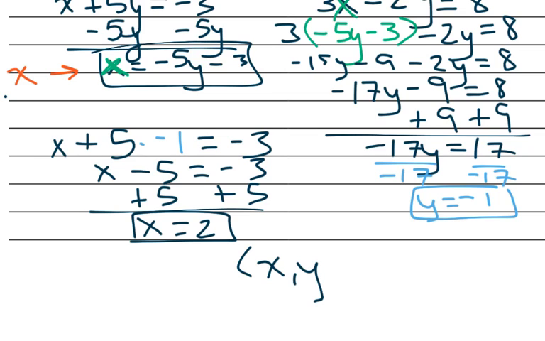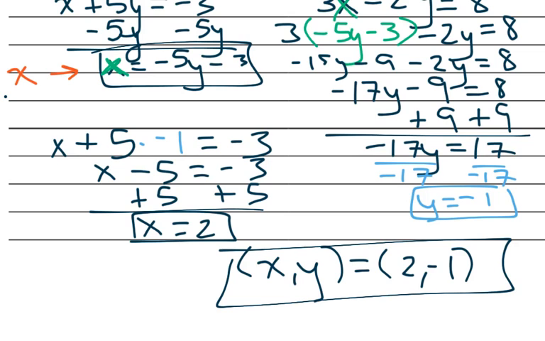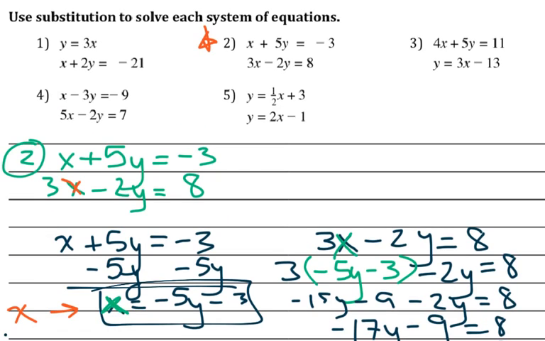Lastly, we summarize our answer and write x comma y equals 2 comma negative 1, because this is a coordinate, and if it were graphed, this is where the two lines from this system of equations would run into each other. So 2, negative 1. I'm going to scroll all the way up top.